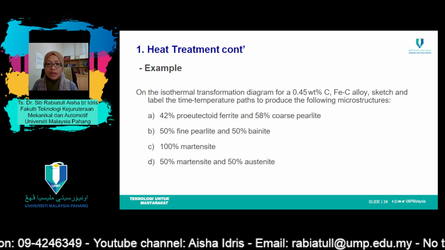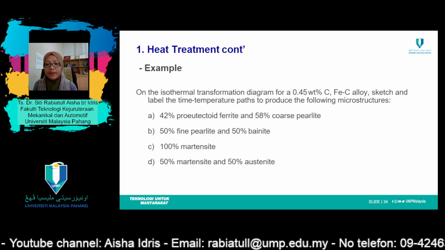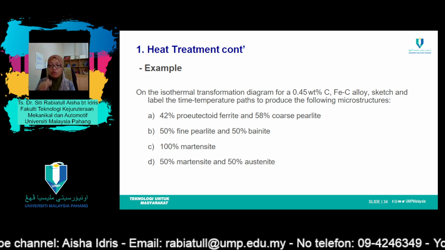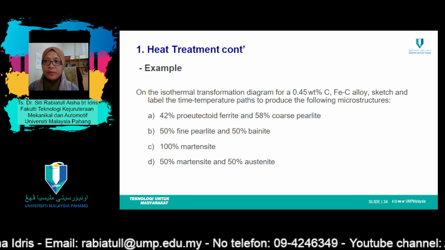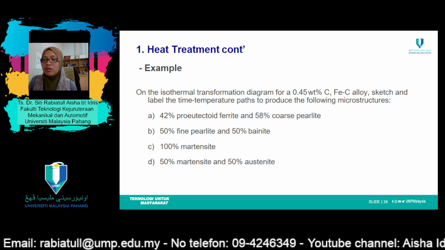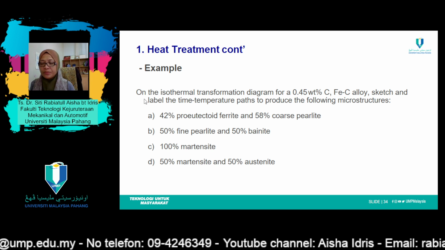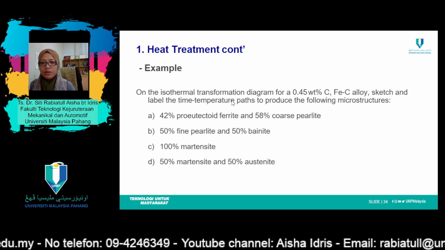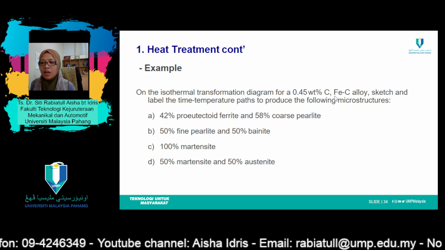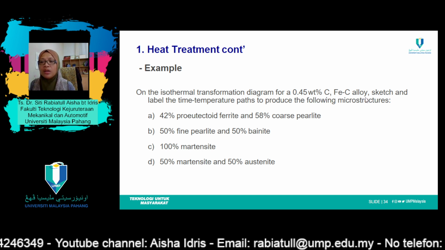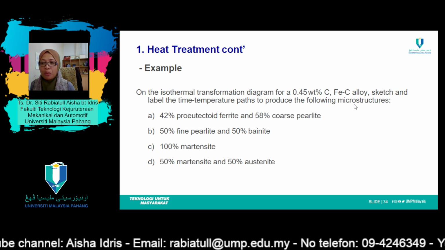Okay, so now let's look at the example on how to determine all those phases, or how to sketch and draw a line so that we can produce the required structure. Let's read this example together. On the isothermal transformation diagram for a 0.45% carbon iron-carbon alloy, sketch and label the temperature path to produce the following microstructures.